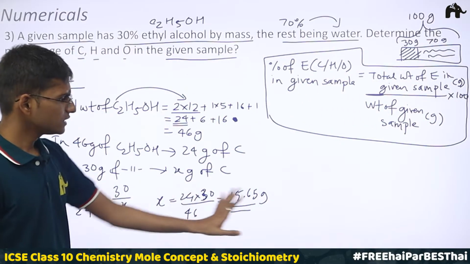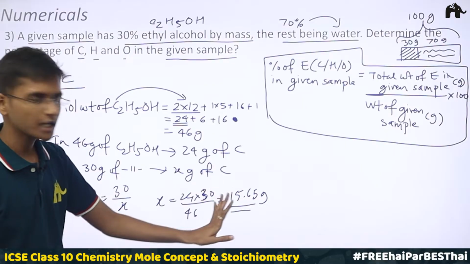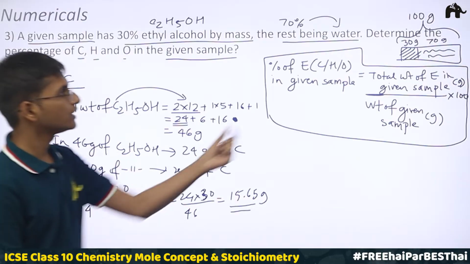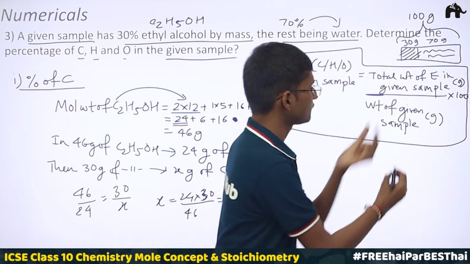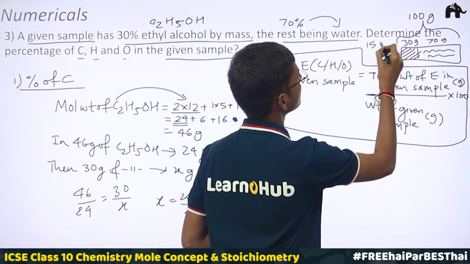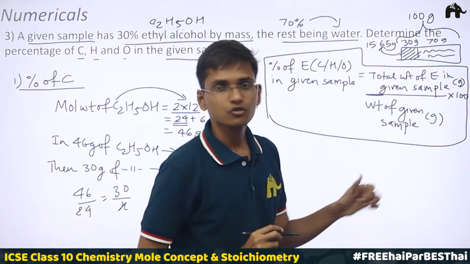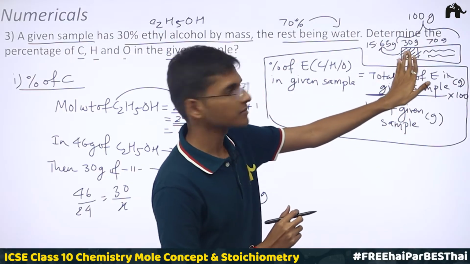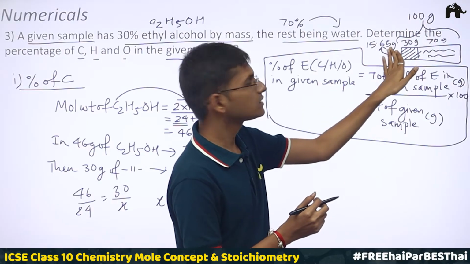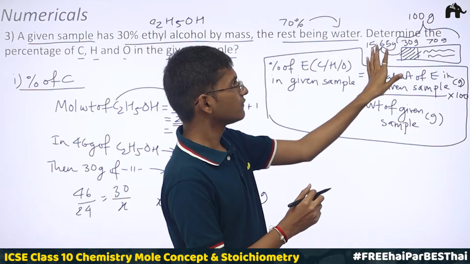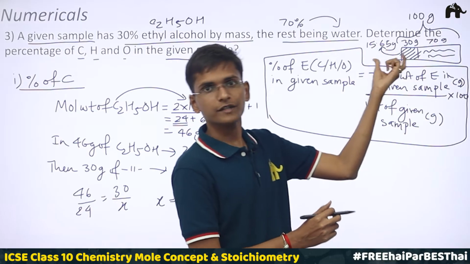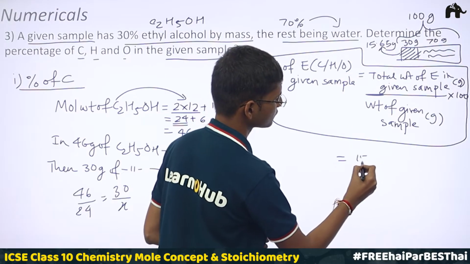So how many grams of carbon are we having? 15.65 grams of carbon we are having in this 30 grams of ethyl alcohol. In this 30 grams, 15.65 grams. In the 70 grams there is no carbon. So in total 100 grams, how much is there? 15.65 grams is there, right? We found out the total weight of carbon in the given sample. It is 15.65, correct?